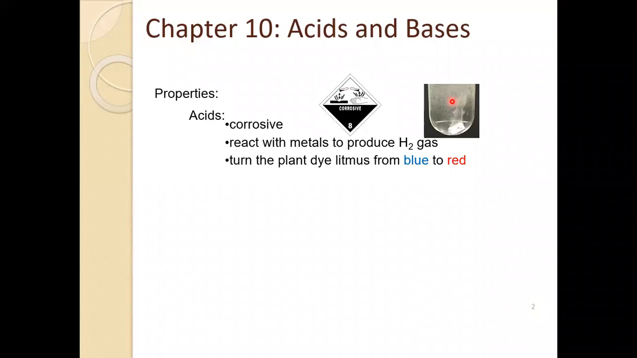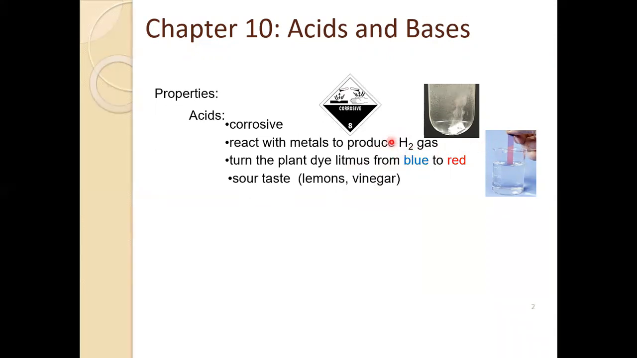Another way we can identify acids, as we'll get into a little bit later, is that they tend to turn a special plant dye called litmus from blue to red. And so we have what's called litmus paper. Litmus paper is a type of paper that's been covered with this litmus substance, and we take a blue litmus paper and dip it into an unknown solution. If it turns red, then you know that solution is acidic, and so it has the properties of acids.